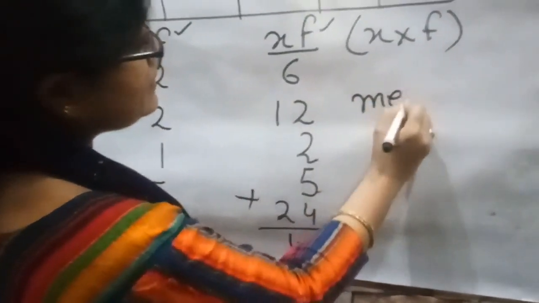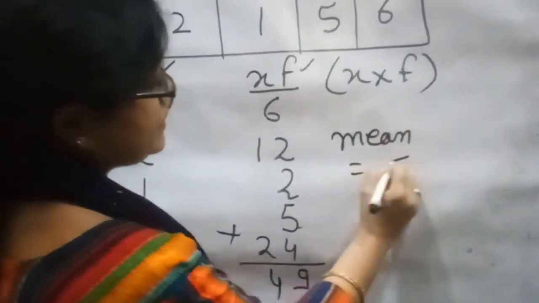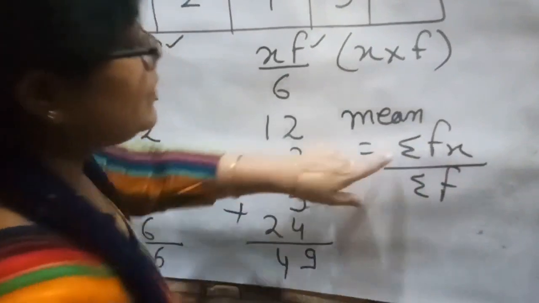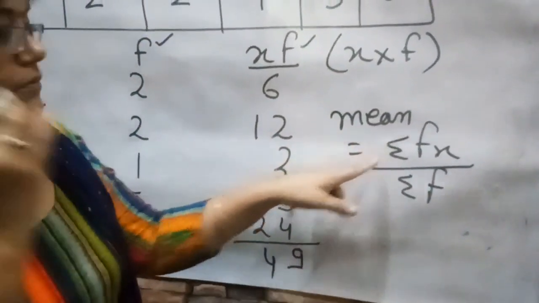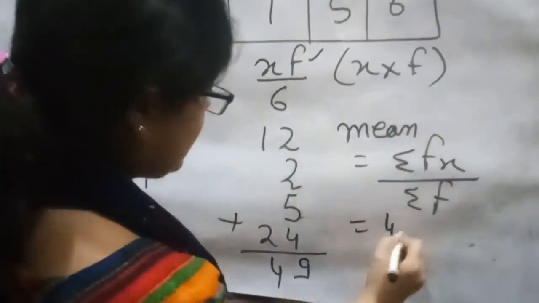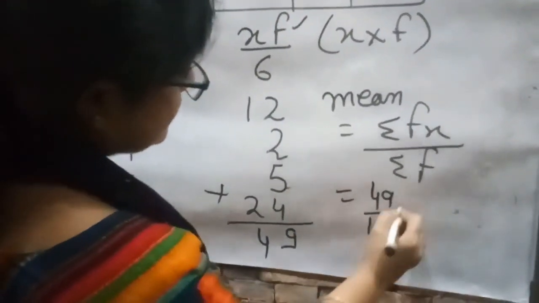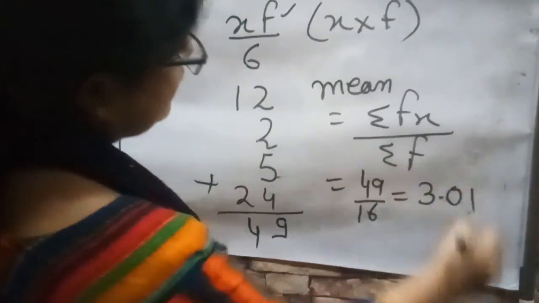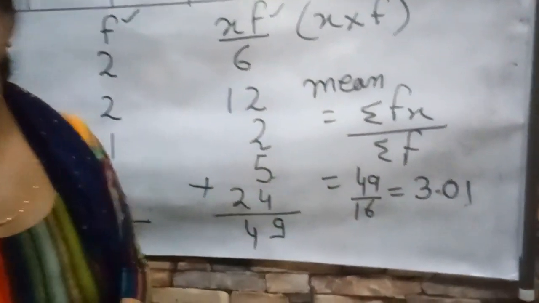Now mean is sigma fx over sigma f. Sigma means summation. Now 49 by 16. 16 3s are 48, 1 49, that means 3 point 0 and 1. In this way we got the mean.